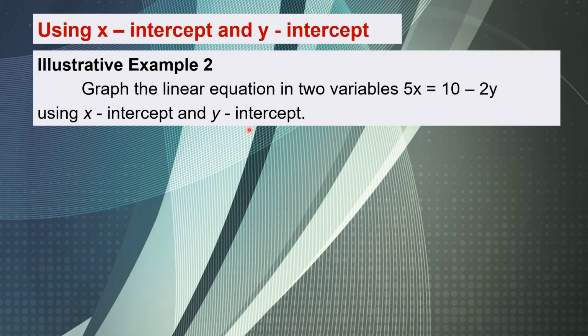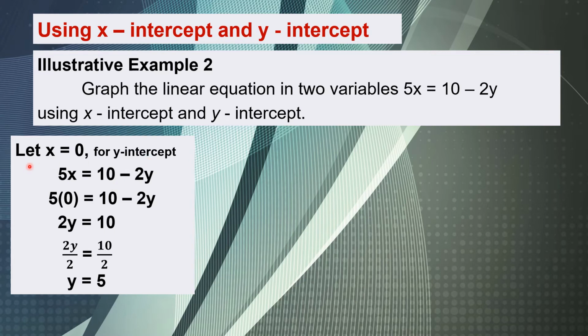So, ang first step natin ay to find for the y-intercept. So, para mahanap natin yung ating y-intercept, we let x equals 0. So, papalitan lamang natin yung x dito sa ating equation ng 0. So, 5x means 5 times x. So, we have now 5 times 0. Pinalitan na natin yung x dito ng 0. Then, just copy equals 10 minus 2y. So, 5 times 0 is 0. So, meron na lang tayo natitirang 10 minus 2y.